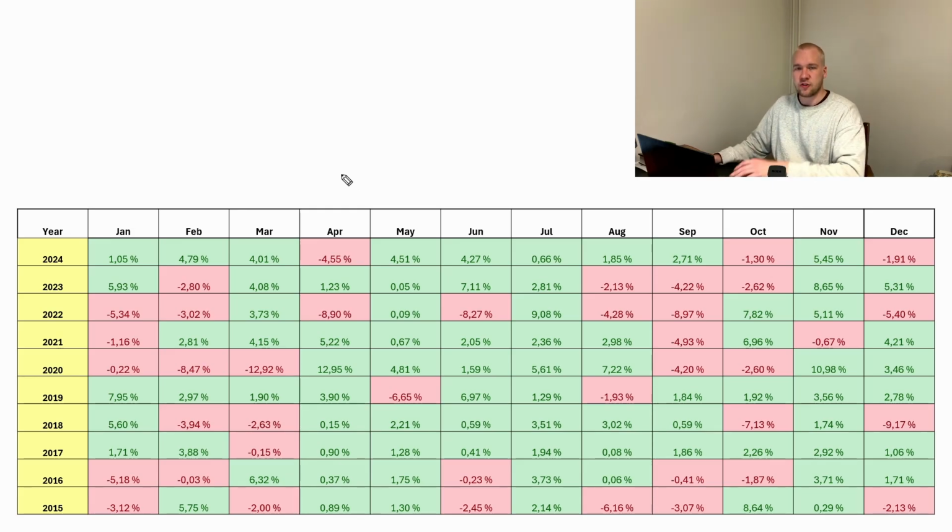So let's look at the positive months that are very often positive, and very clearly we can see here that we have April, May, June, July, and November.